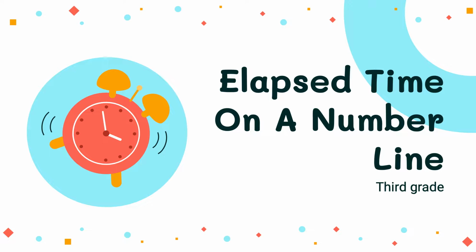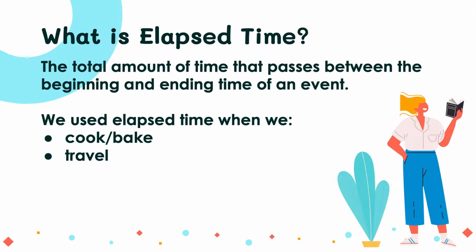Hello, this is a video going over how to solve elapsed time problems on a number line. Elapsed time is the total amount of time that passes between the beginning and ending time of an event. We use elapsed time when we cook, bake, and travel.